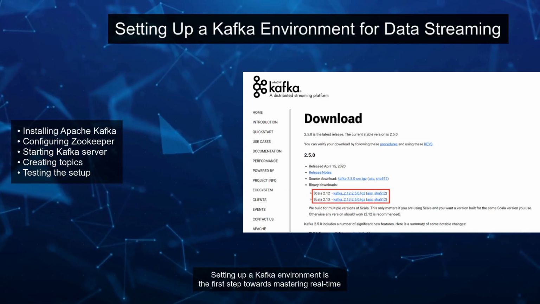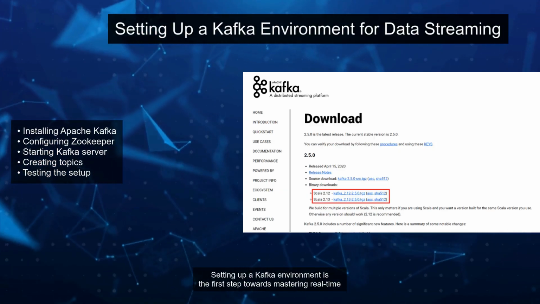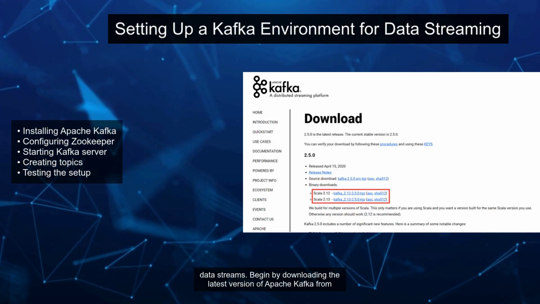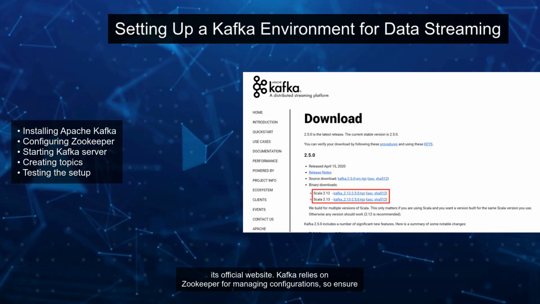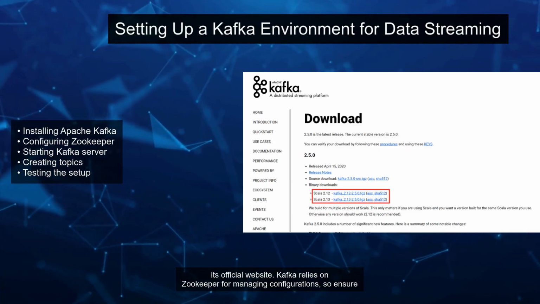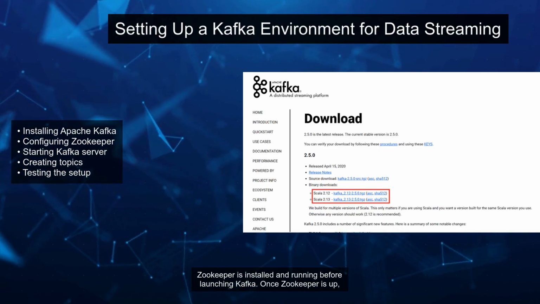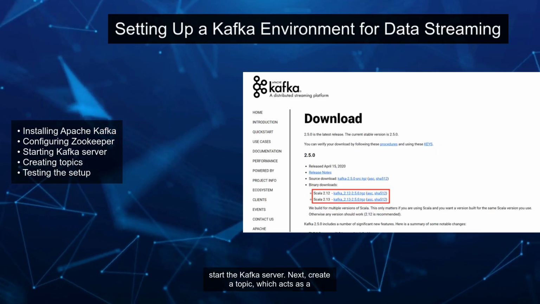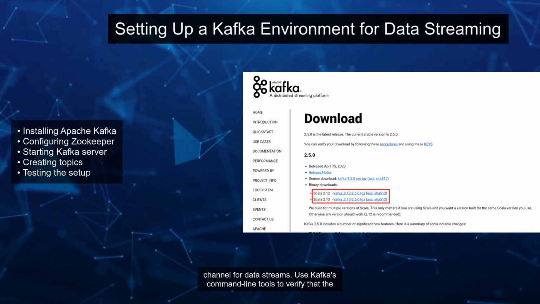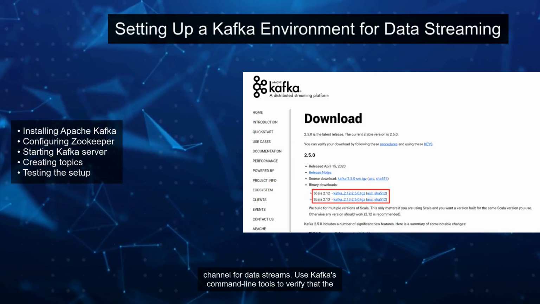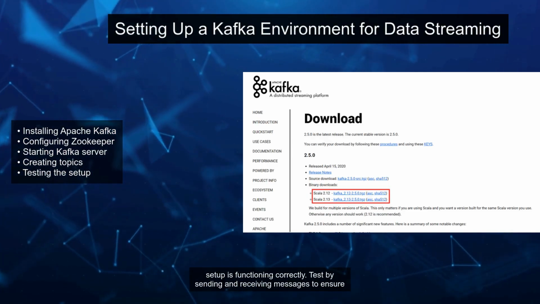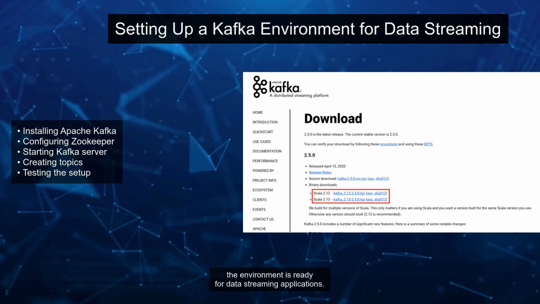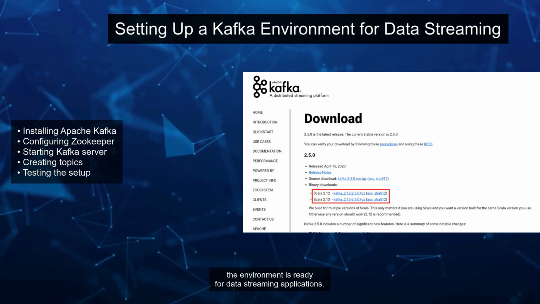Setting up a Kafka environment is the first step towards mastering real-time data streams. Begin by downloading the latest version of Apache Kafka from its official website. Kafka relies on Zookeeper for managing configurations, so ensure Zookeeper is installed and running before launching Kafka. Once Zookeeper is up, start the Kafka server. Next, create a topic, which acts as a channel for data streams. Use Kafka's command line tools to verify that the setup is functioning correctly. Test by sending and receiving messages to ensure the environment is ready for data streaming applications.